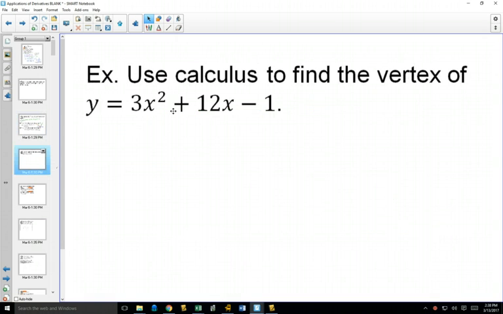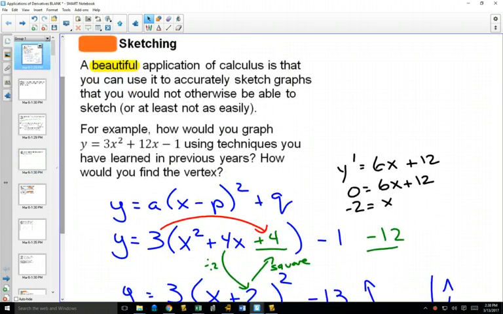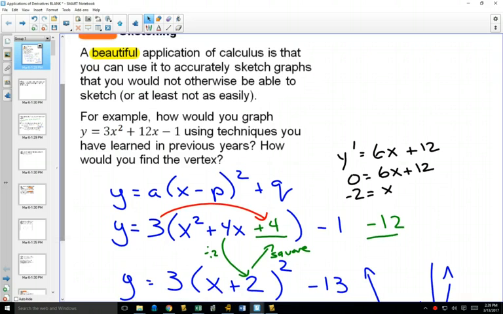So here, we've done it already, so we're not going to do it again, but we could use calculus to find the vertex of this. Just to review, because we did it over here. We found the derivative, we set the derivative equal to 0, and then we found the x-coordinate that gave us a slope of 0. Once you find that x-coordinate of where the vertex would be, you could plug that back into your original equation to find the vertex at -2, 13.